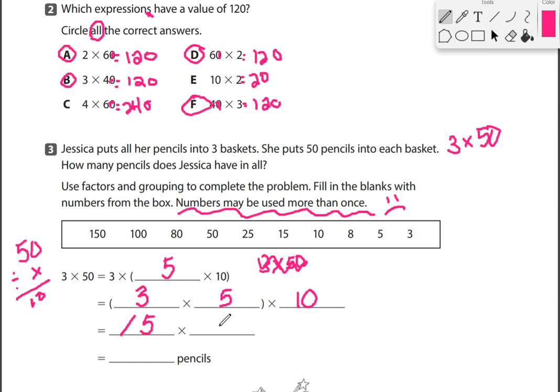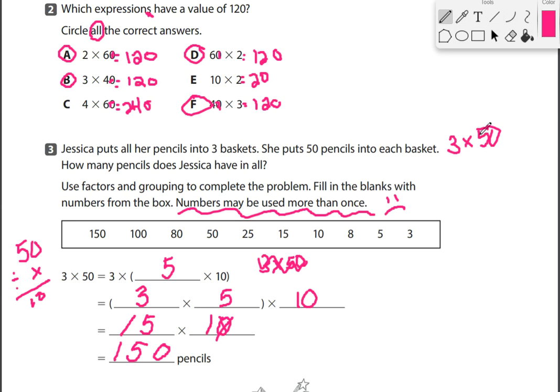We've done nothing to the 10. It's going to come right here. All we're doing is looking for another way to break up the problem. And here we have 15 times 10. My 0 comes to live here, and that means it goes away here. 15 times 1 is just 15. So either way, we have 150 pencils, no matter which way you break up this problem.